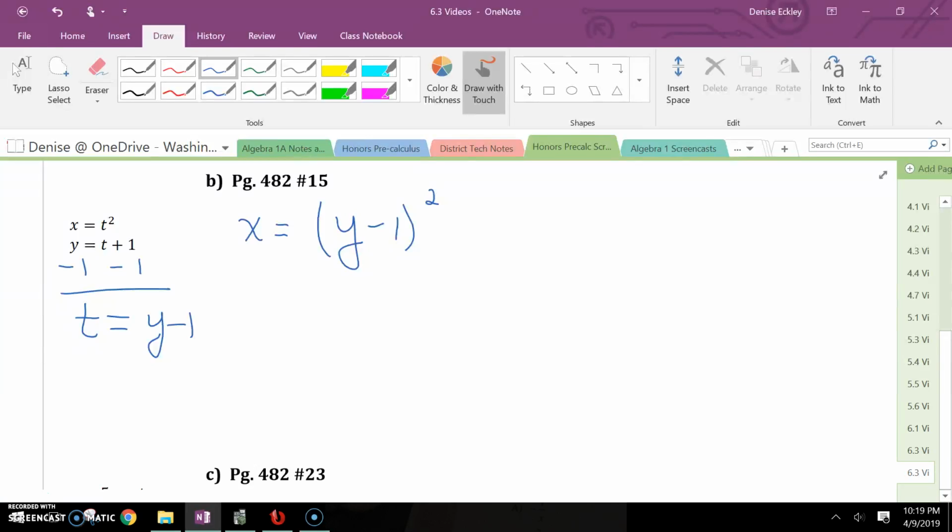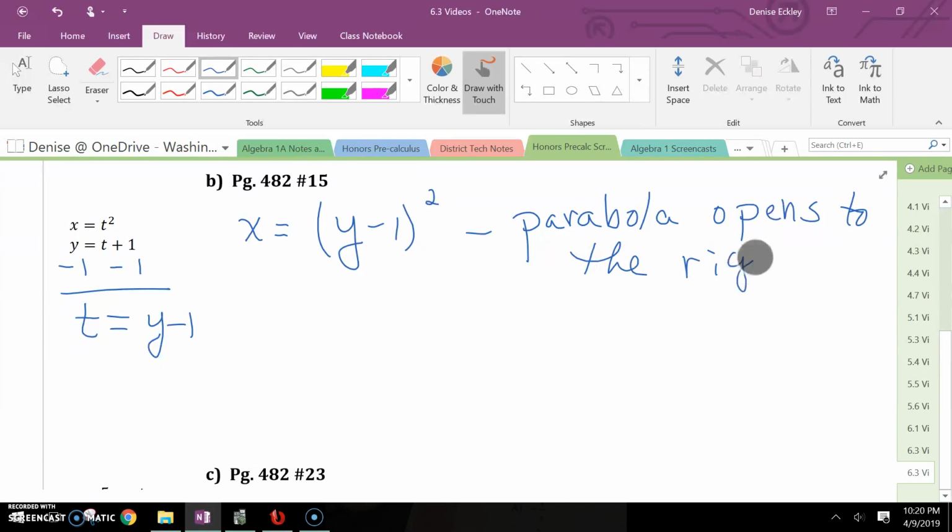And I'm going to leave it that way because I can identify this as a parabola that opens to the right. And you can see that the vertex will be at (0, 1). You want to remember, you want to think of it backwards because it's sideways. So the h and k that you're normally associated with the parabola are switched. So the vertex is at (0, 1).